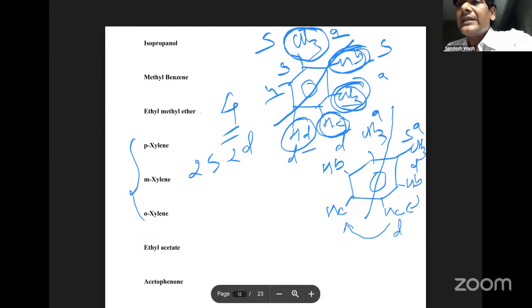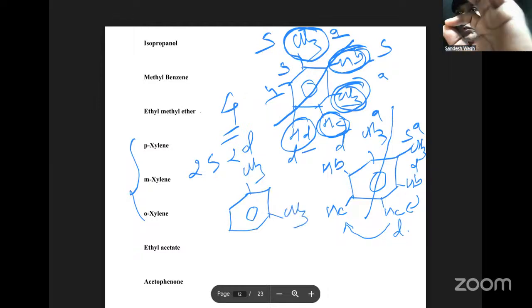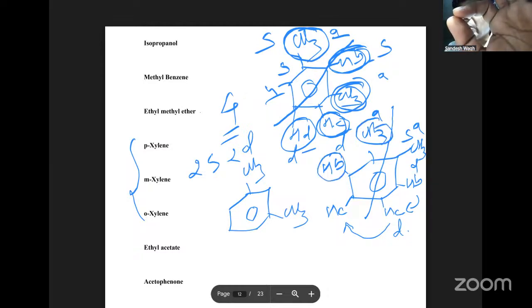Now look at here. Particularly in meta, we have done something wrong here. So I will redraw the structure and tell you, because it was a little bit messy. Look at here. So in case of ortho, how many peaks will you get? This methyl is singlet, this proton is doublet, this proton is doublet. So there are 3 peaks.